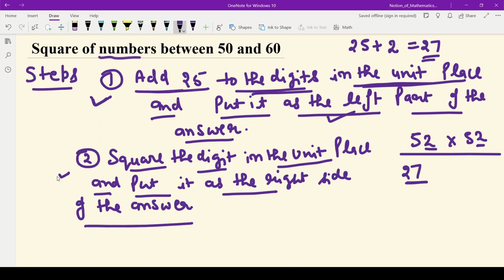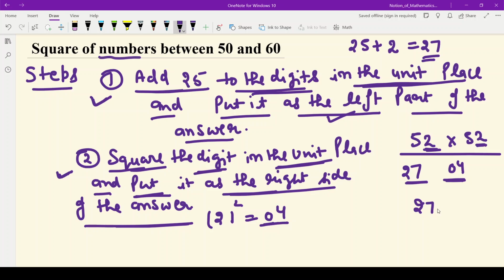Thereafter the second part is to square the digit in the unit place and put it as the right side of the answer. What is the digit in the unit place? That is 2. So we will square it: 2 square is 4. But always remember, the digit at the right place should be of 2 digits. So that is why I will write 0 before it. So 2704. The final answer is 2704. That is 52 square.